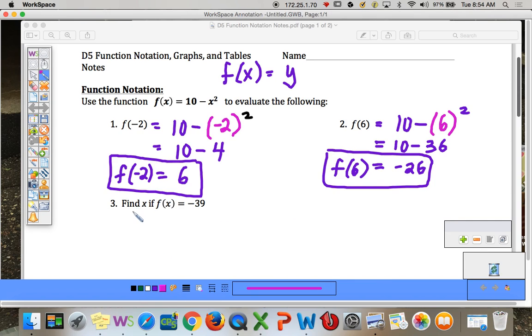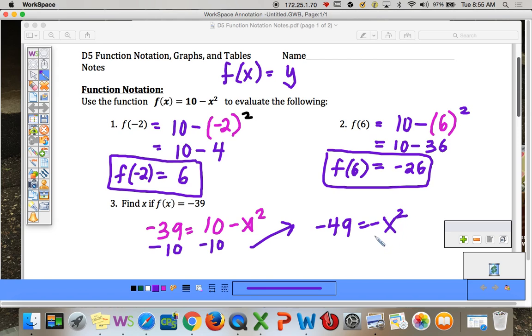3 is slightly different. 3 is saying find the input x if the output f of x is negative 39. So this is giving us the output, the answer, negative 39. And they're saying find x. So we have 10 minus x squared. All right, first step, subtract 10 from each side. We get negative 49 equals negative x squared. Divide each side by negative 1. We get 49 equals x squared.